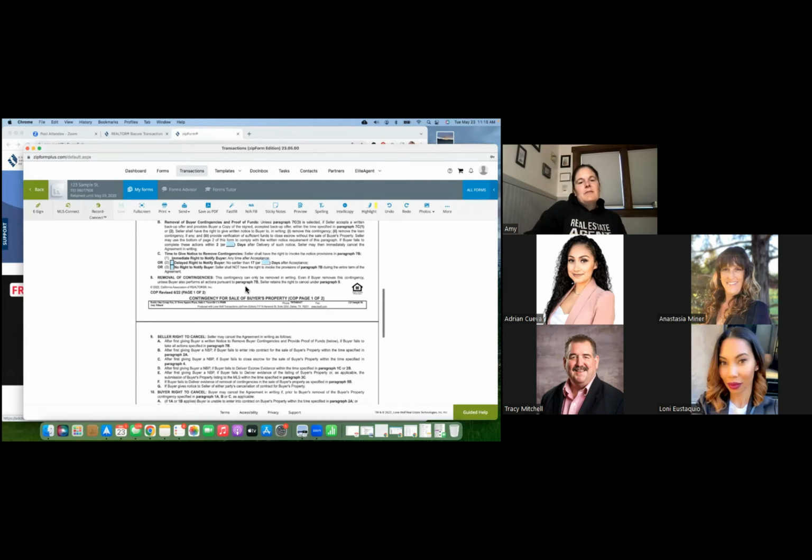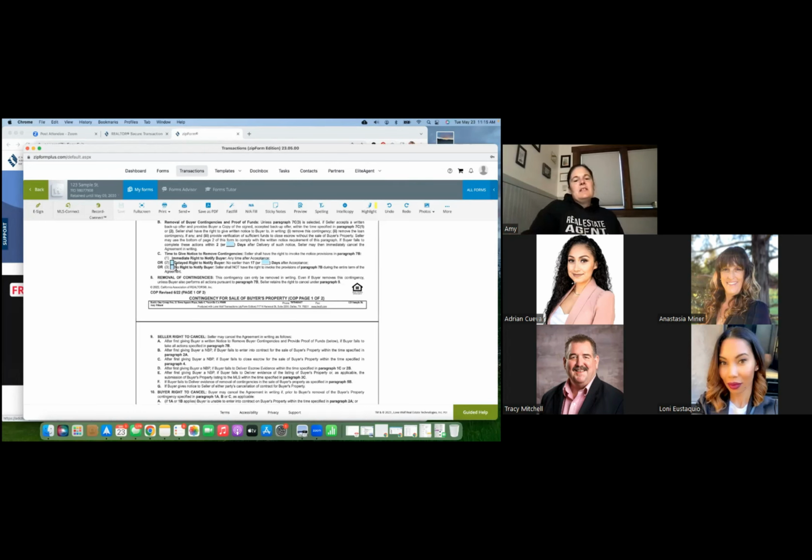The time frames for being able to do that are outlined in section C, the time to give notice to remove those contingencies. So it defaults to immediate right to notify buyer. That means anytime we get a backup offer in writing, we can serve the buyer a notice to perform where they have to remove again that contingency for sale of buyer's property, the loan contingency, and show proof of funds to close escrow available to them. Or we can cancel the offer within those 2 days and then move forward with the other offer. So that's number 1, the immediate right to notify buyer. That means we can do it at any time.